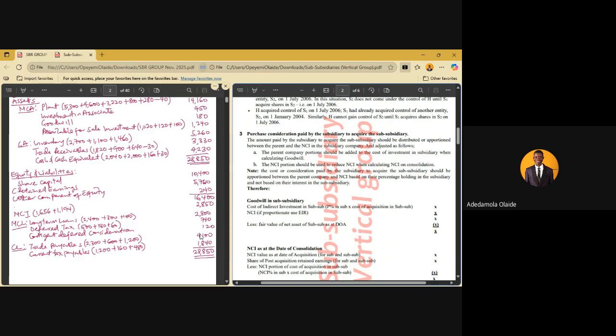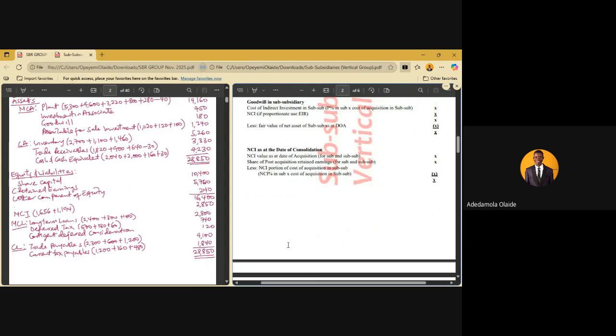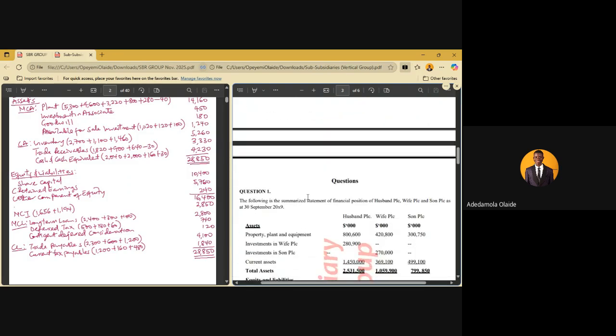And if there is any impairment, we less it. Then for NCI, we bring the value at the date of acquisition. We add their share of post-acquisition earnings. Then we now less the portion of NCI, the portion NCI pay of the cost of acquiring the sub-subsidiary. We less it from it and we get NCI value at the date of consolidation.